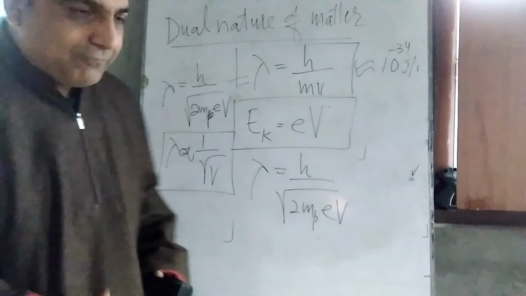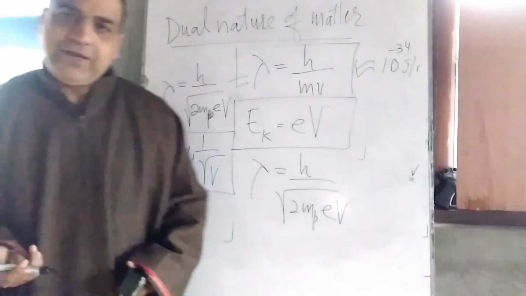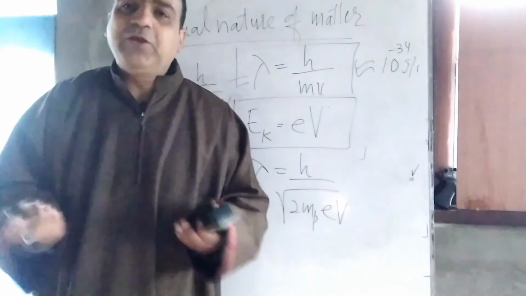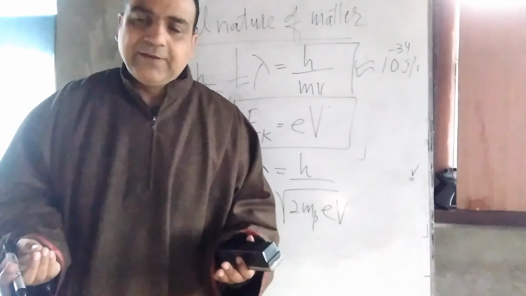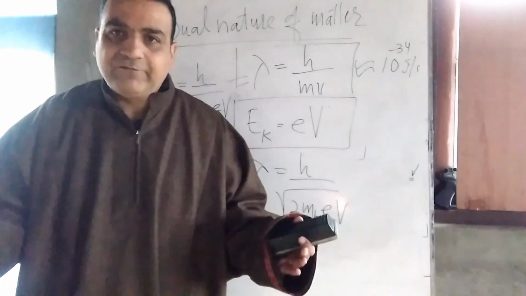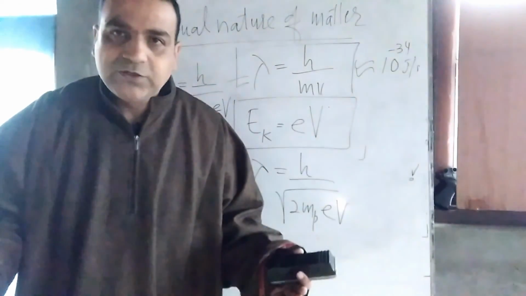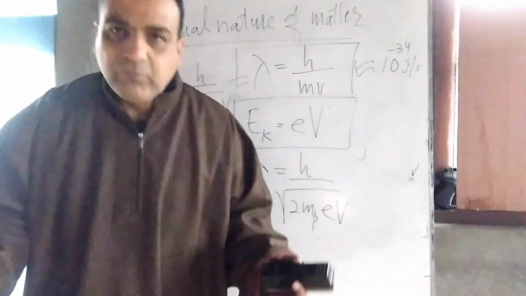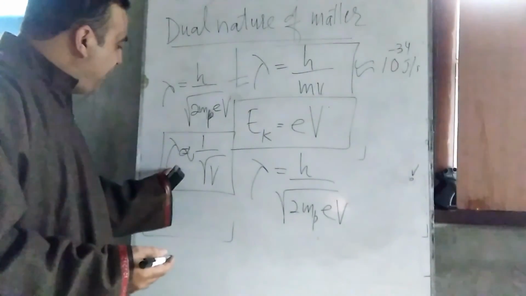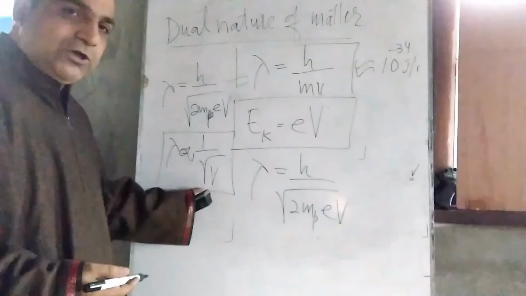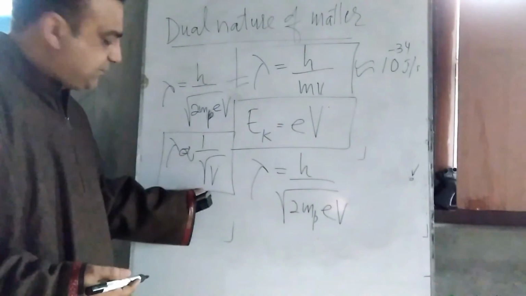So the wavelength of this material particle is also going to change. It will have some particular value in some potential difference. When it is 10 volts, it will have some value. When it's 20 volts, it will have some value. When it's 30 volts, it will have some other value. So that's why this wavelength is found to be inversely proportional to the root of the potential difference.